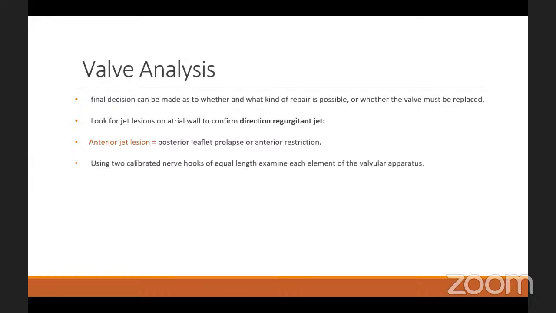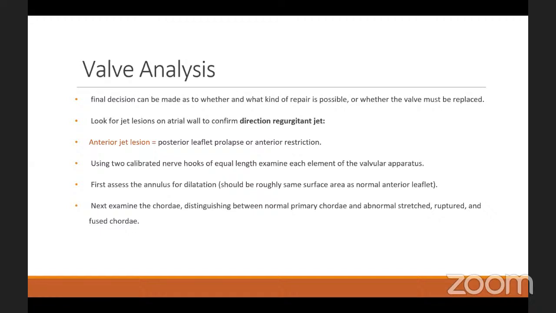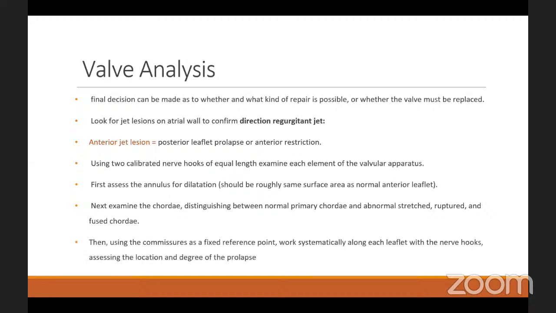Using 2 nerve hooks of equal length, examine each element of the valve apparatus. We assess the annulus for dilatation, and usually it has roughly the same surface area as the normal anterior leaflet. Then we examine the chordae, distinguishing between normal primary chordae, and abnormal stretched, ruptured or fused chordae. Then, using the commissure as a fixed reference point, work systematically along each leaflet with the nerve hook to assess the location and the degree of the prolapse.